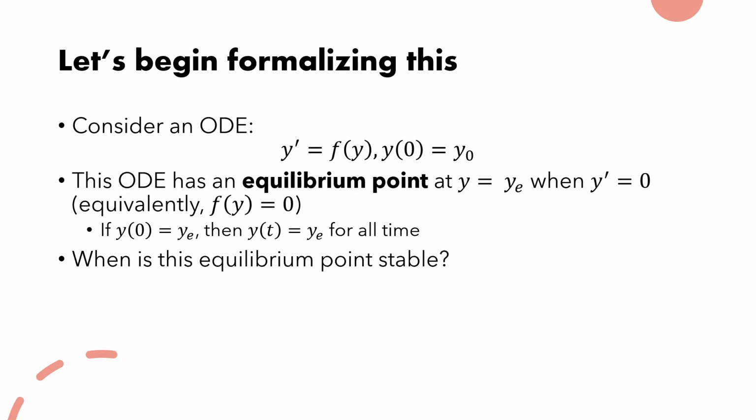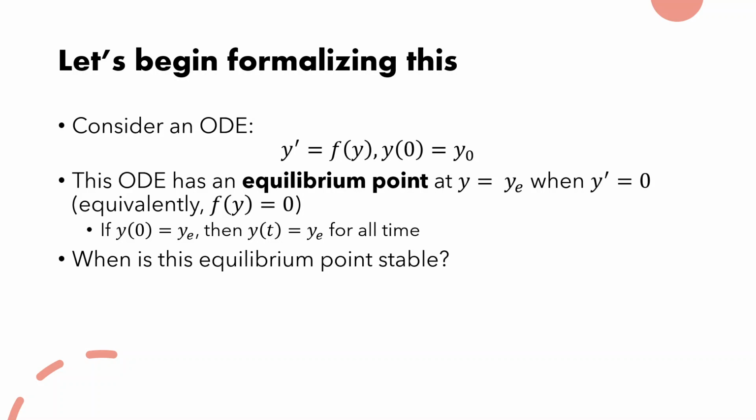Equivalently, in a different way of formalizing this, I have this function f of y, and I'm essentially searching for the zeros of f of y. So that's another way of saying it. So now if we imagine that we begin precisely at that equilibrium point at ye, then y of t, the time trajectory of my system, is going to be at that equilibrium point for all time. I'll never move away from it because my derivative is zero.